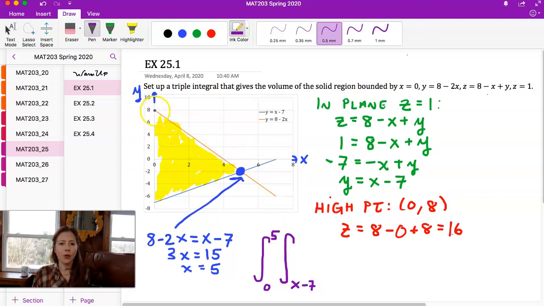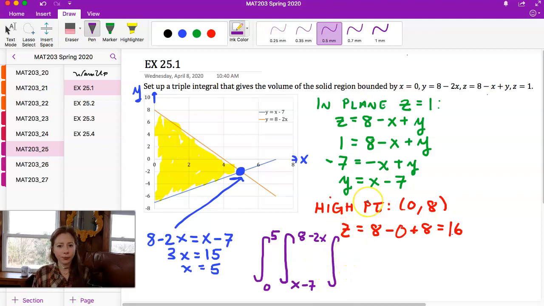And the upper bound for our y is going to be this y equals 8 minus 2x. So the upper bound is going to be 8 minus 2x. Okay, lastly, we're going to set our bounds for our z. And so the inner integral here can have up to 2 variables when we're dealing with triple integrals.